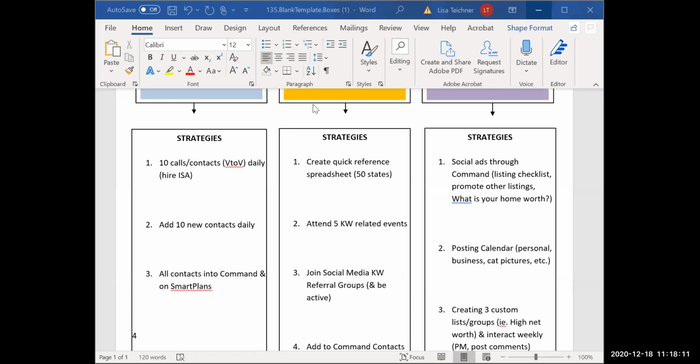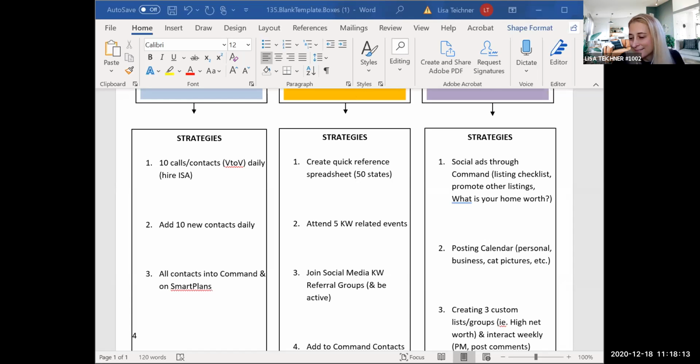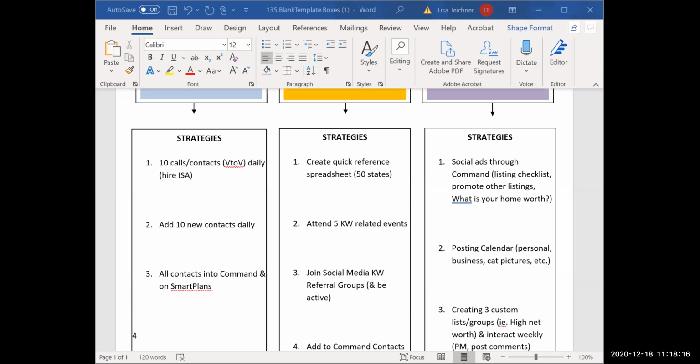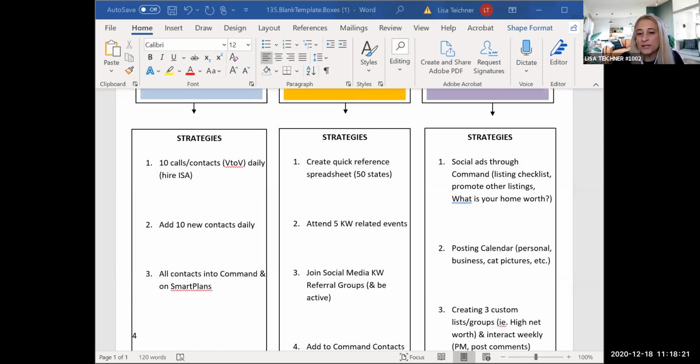Hi, Lisa. Yes. Question real quick. So are we using the 411 to list the tasks or just a separate sheet? Just a separate sheet. Okay.